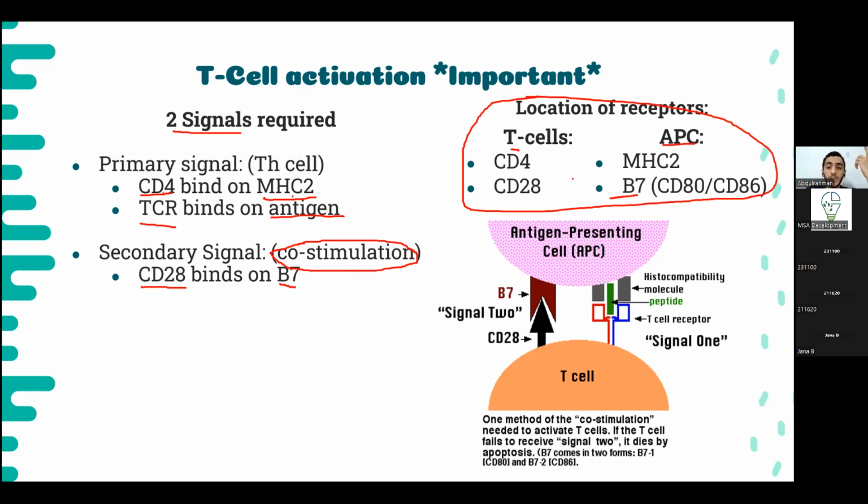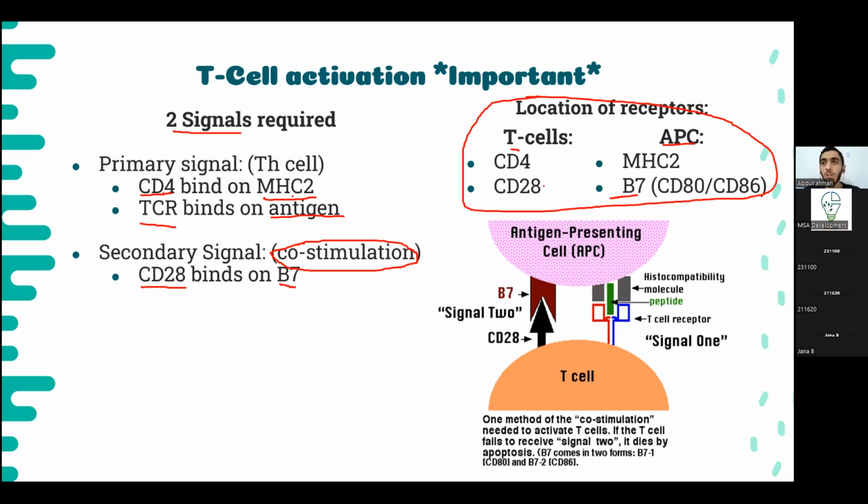A way to remember it is that we said CD is a cluster of differentiation. So cluster of differentiation means it's differentiating this cell from others. So CD4 is differentiating the helper T cells and cytotoxic T cells, while CD28, just associate that it's differentiating T cells from other cells. Okay, so CD28.